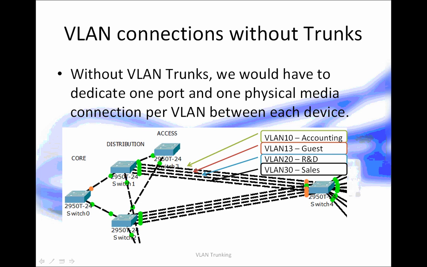Without VLAN trunks, we would have to dedicate one port on each switch and one physical media connection per VLAN between each device. So if I had two switches and four VLANs, I'd have to use 4 physical cables and 8 switch ports. For a few VLANs, this may not be a problem, but as your VLAN numbers grow, you would lose more and more ports. This isn't really practical past 2 or 3 VLANs, and really shouldn't even be done this way with just 2 medium traffic VLANs. The only reason to separate VLANs is if you have a high traffic VLAN.